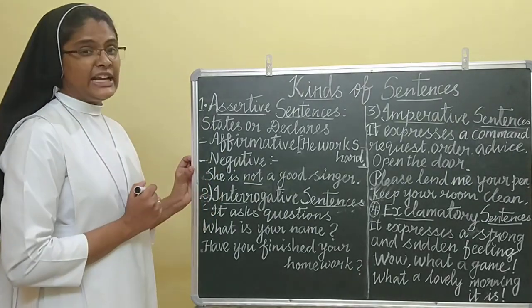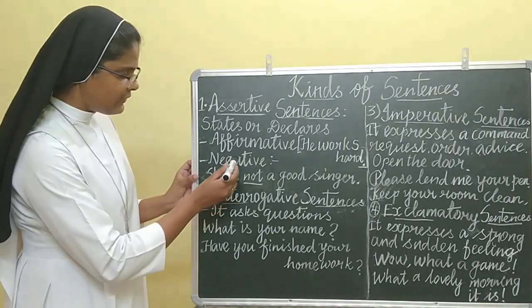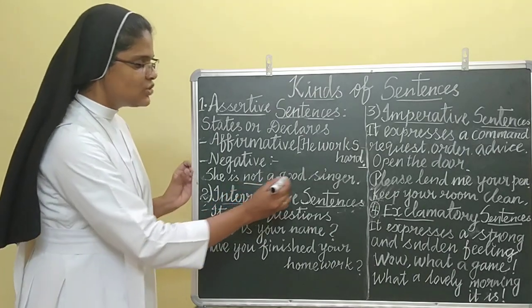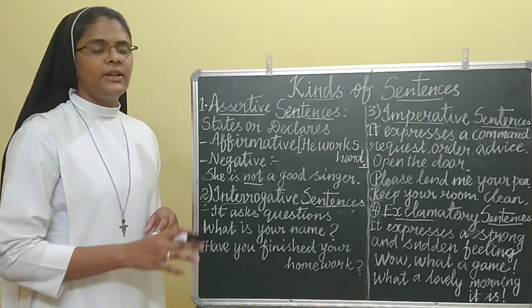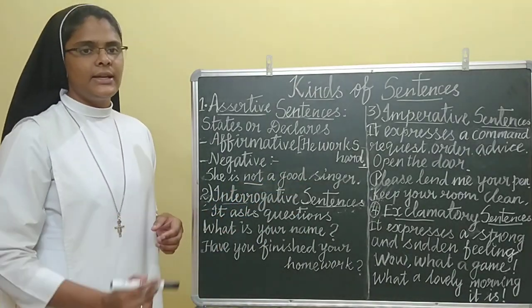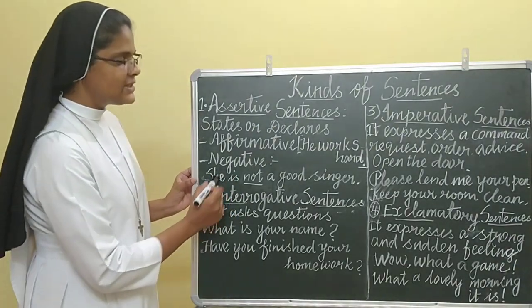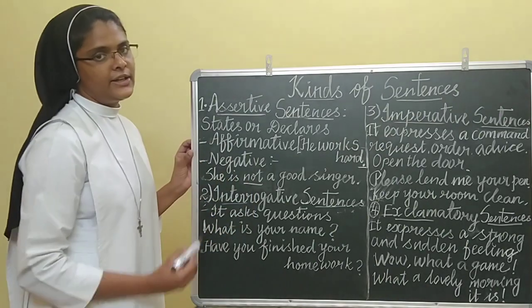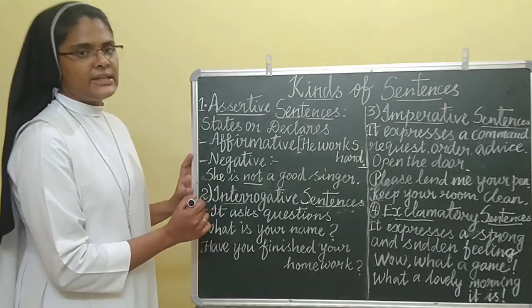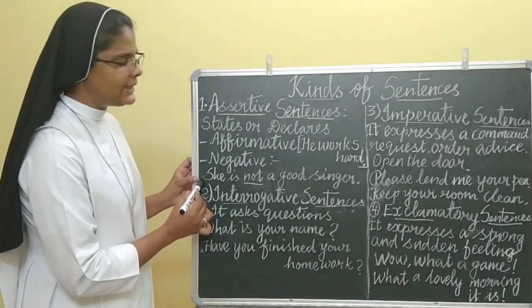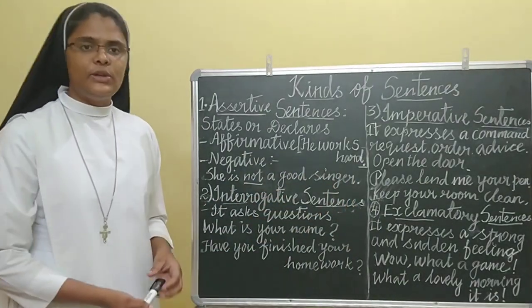Now let us see the negative sentence. For example, "She is not a good singer." "They are not playing well." "She is not studying well." So this negative sentence always contains "not". These kinds of sentences will begin with a capital letter and end with a full stop.